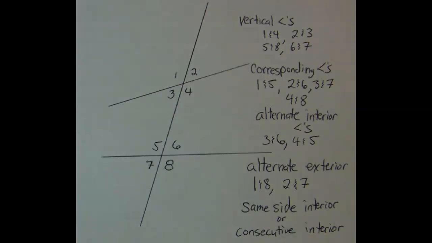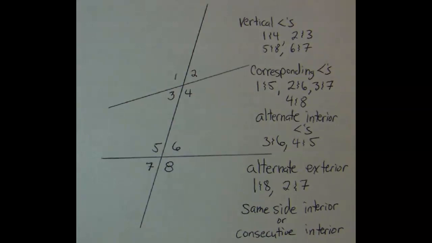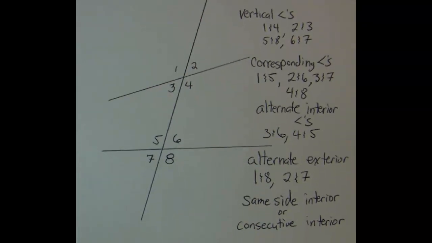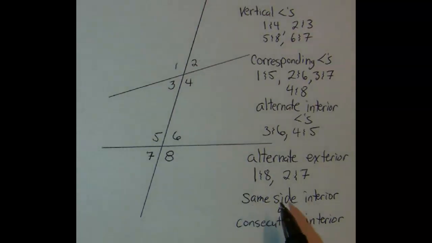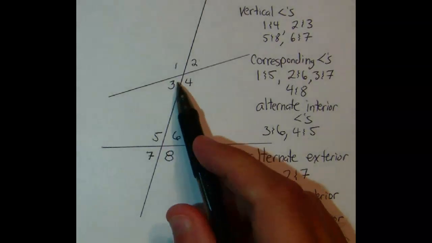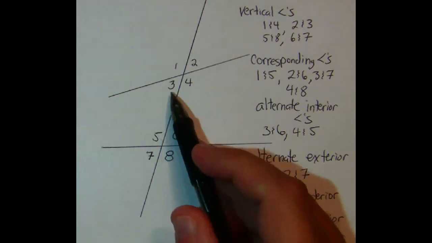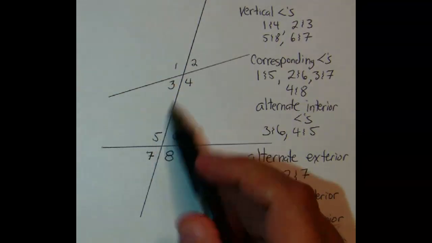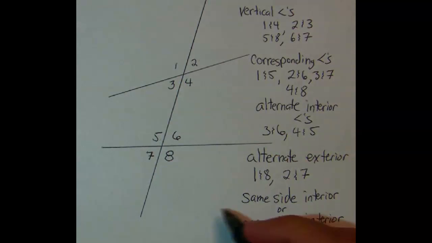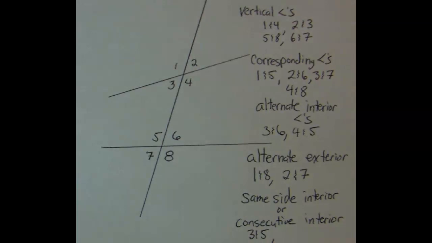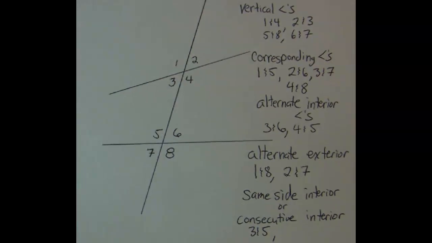Alright, now this one is actually the easiest one to kind of remember because it's on the same side on the inside. So if I come up here, 3 and 5 are on the left side. They're both on the inside, they're both on the same side. So 3 and 5 would be same side interior. So what do you think 4 and 6 would be? Same side interior. And there you have it.